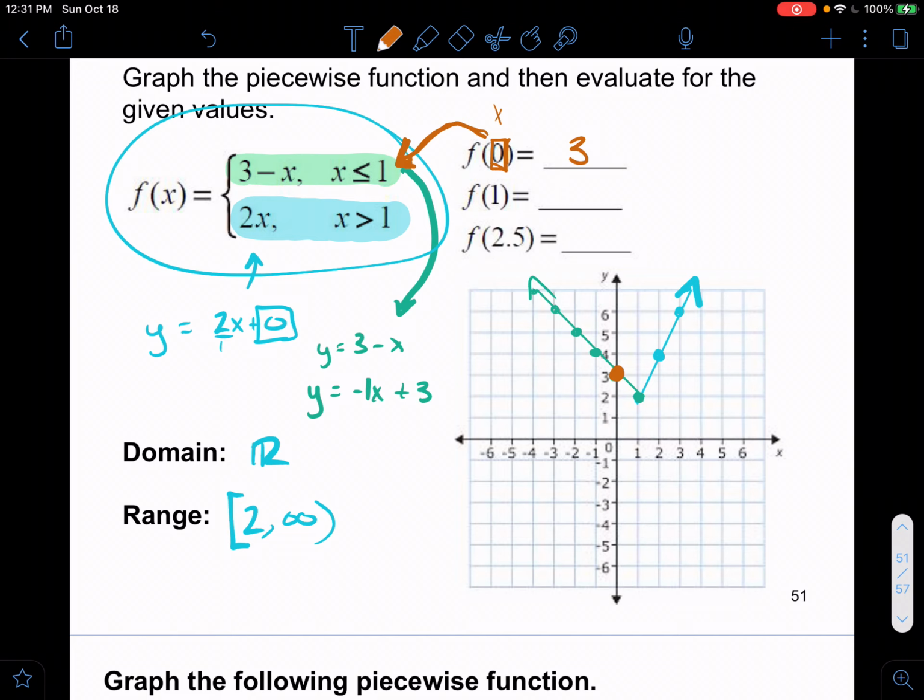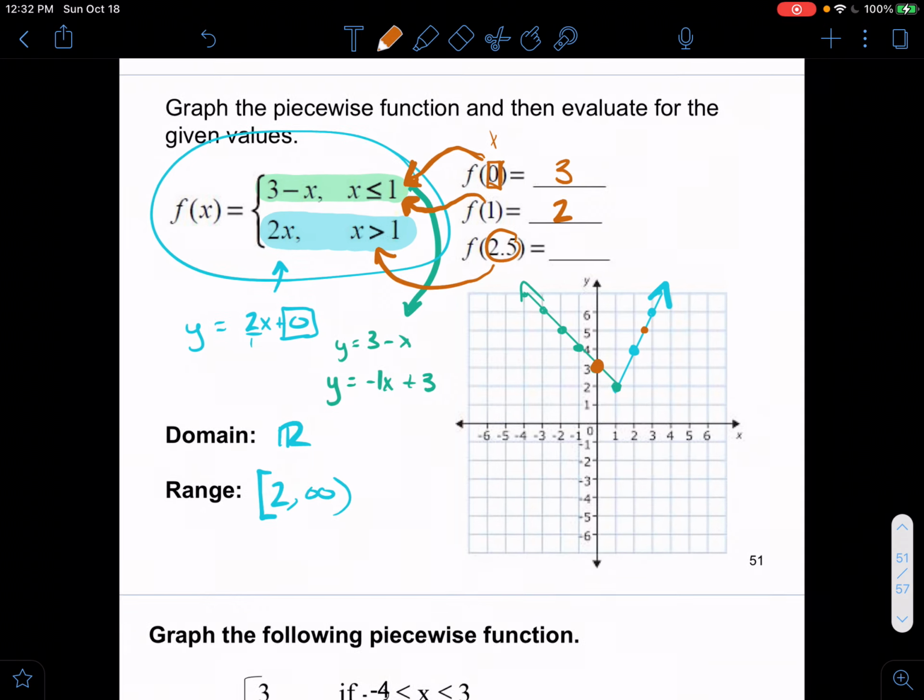F of 1. Now again, 1 is equal to 1, so we need to plug it into this top one again. 3 take away 1 would give us an output of 2. Last but not least, 2.5. That one we need to plug into the bottom one, since 2.5 is bigger than 1. So plugging 2.5 into the blue function, we're going to have 2 times 2.5, which gives us a value of 5. So at 2.5, we are up here at 5. Great.